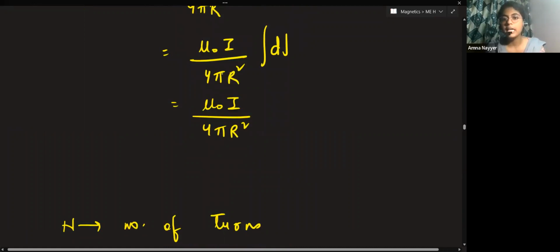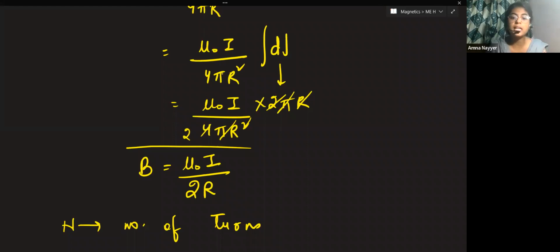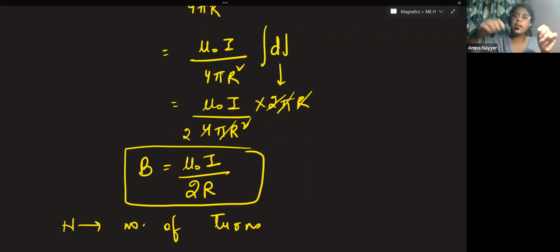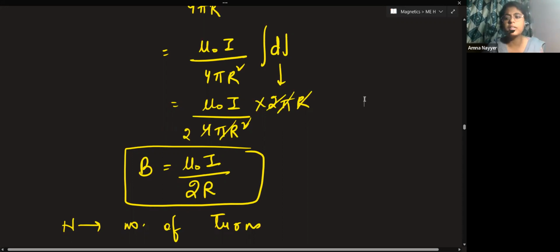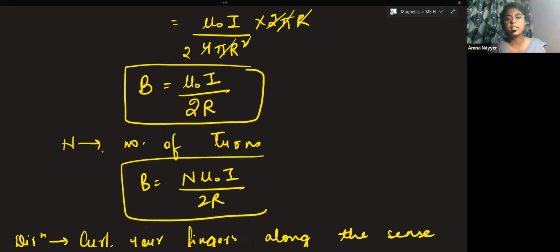So 4 pi r square. Integration of dl will give you 2 pi r. What is left? This r got cancelled, pi got cancelled, and 2 in the denominator. Magnetic field at the center of a circular loop is mu naught I divided by 2r. This is for a single circular coil. If n number of turns are there, let's say n is the number of turns. For a single turn it is mu naught I divided by 2r, so for n turns, B is equal to n times mu naught I divided by 2r. This is the derivation for a circular coil.